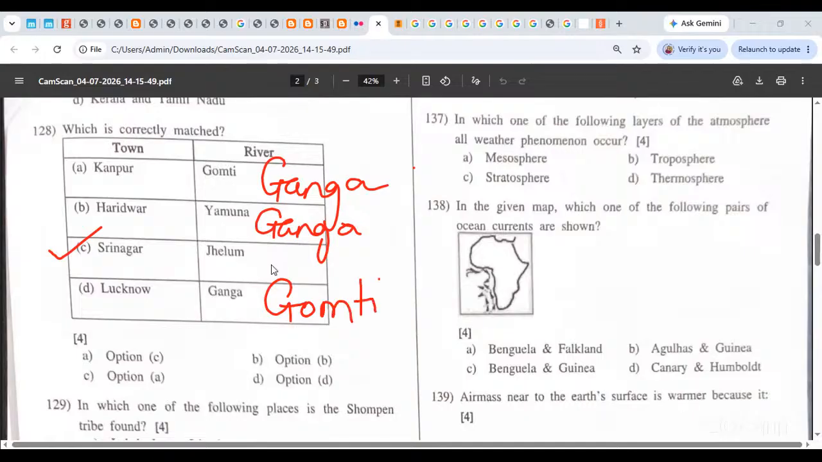So your only option is going to be Srinagar, option C. So A is your final answer. You say that Srinagar lies on the banks of River Jhelum, and that is correctly matched. The rest of the options are, as you can see, Kanpur and Haridwar on the banks of the Ganga, and Lucknow on the banks of Gomati.